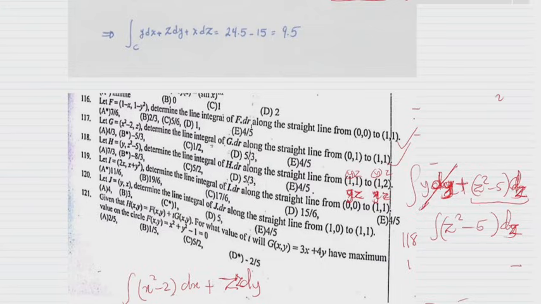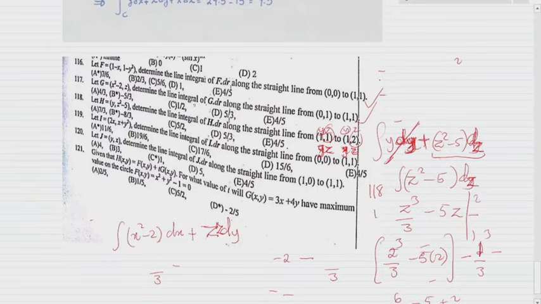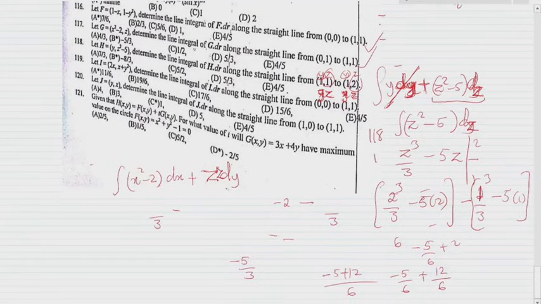Okay. So you can now integrate this, and then you have z cubed divided by 3 minus 5z. The z is changing from 1 to 2. Then if you put 2, that will be 2 cubed divided by 3 minus 5 times 2. Then you do minus 1 to the power of 3 divided by 3 minus 5 times 1. Don't forget everything in brackets.